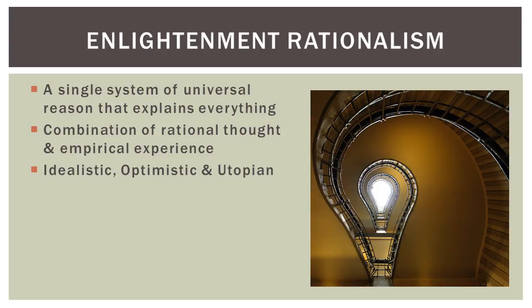Now, Enlightenment rationalism is typically idealistic. It's very, very optimistic about the future of humanity and the fate of humanity, even utopian in the sense of some of the thinkers that we'll look at on the next slide, that humanity is progressing through reason and experience toward this great enlightenment as a whole race or whole species.